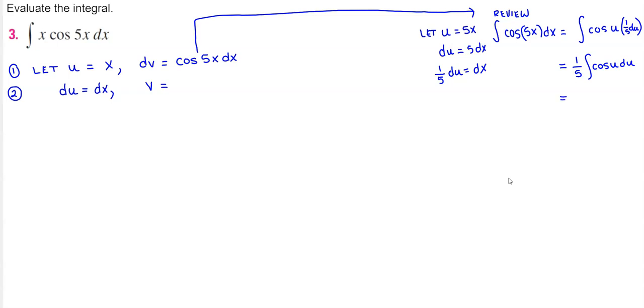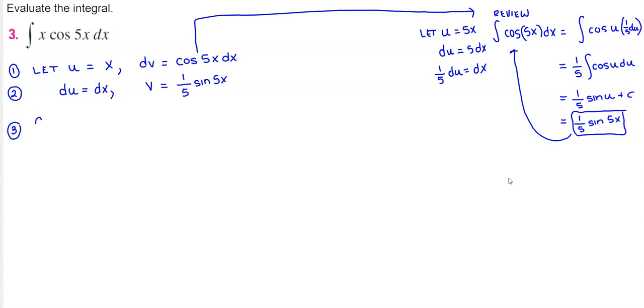Well, we know that the antiderivative of the cosine of u is the sine of u. So we have 1/5 times the sine of u, and therefore that would be plus c. And we would get 1/5 times the sine of u, which is 5x. So therefore, this is the antiderivative of the cosine of 5x dx. So v is going to equal 1/5 times the sine of 5x.